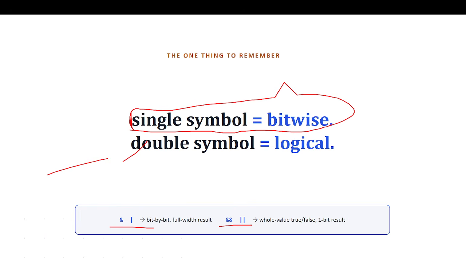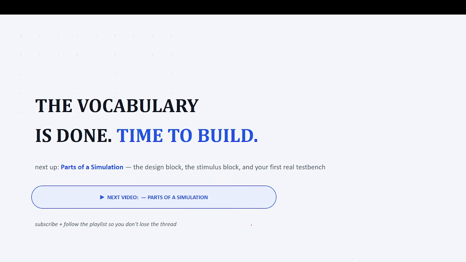I promise you this exact distinction will appear in some form in your next semester exam, and most importantly it will save your real debugging time in your lab work, because a bitwise versus logical mistake is one of those bugs that compiles cleanly and only reveals itself as incorrect simulation output. And that brings us to an end of today's topic.